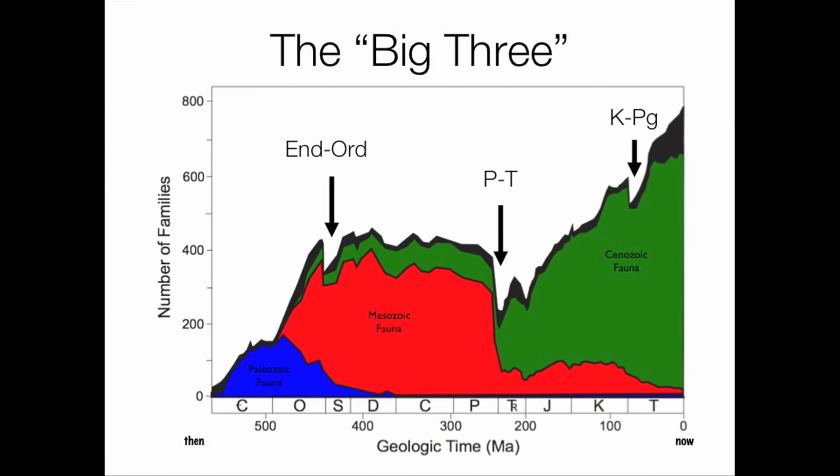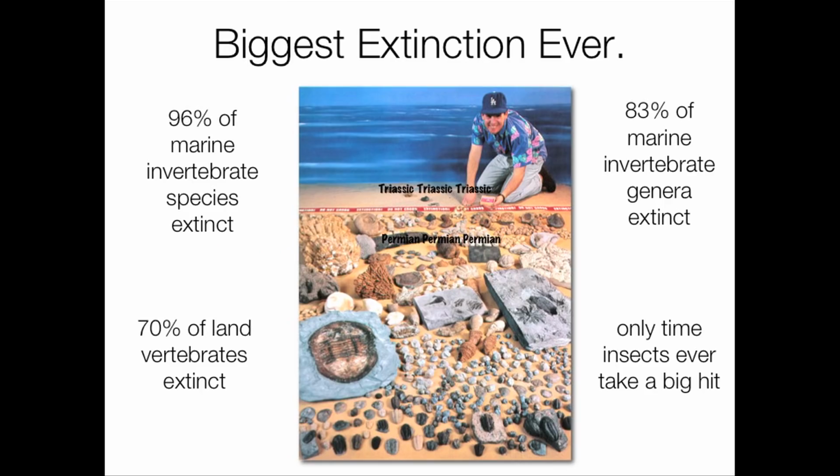Okay, moving on to the largest mass extinction in Earth history, the Permo-Triassic. This is one of my favorite figures. I think it's from the Smithsonian. This is Doug Irwin, who works at the Smithsonian Institution. He's a paleontologist, and Doug is kneeling in the Triassic with some paltry few fossils, and this is the diversity of invertebrates from the Permian. It's estimated that 96% of marine invertebrate species went extinct.